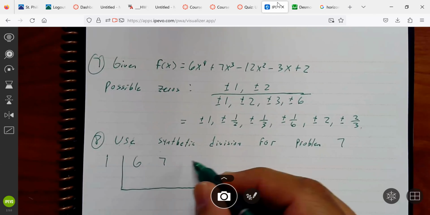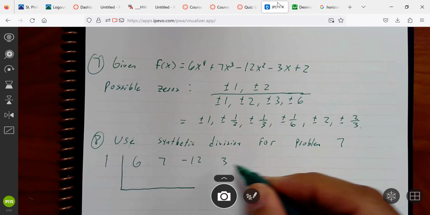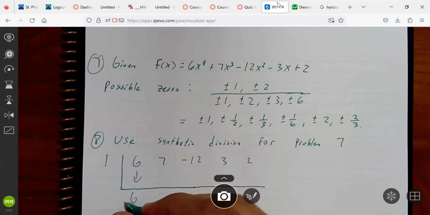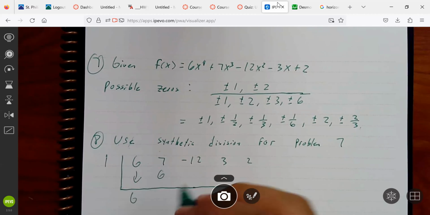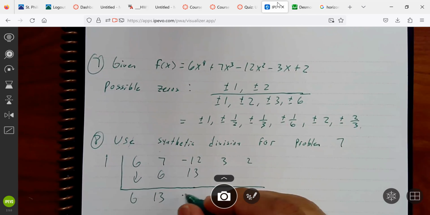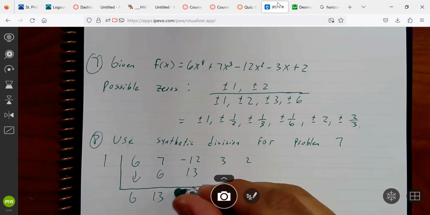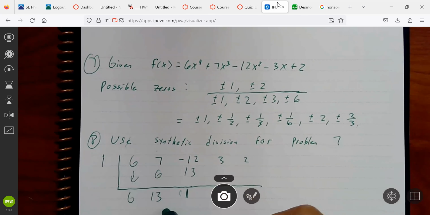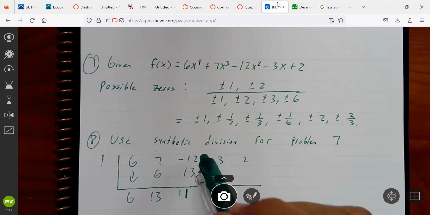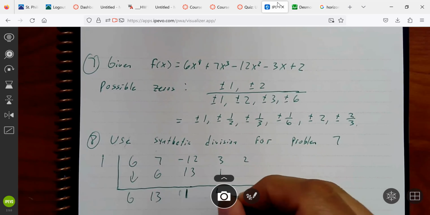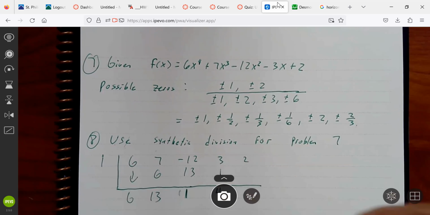6, 7, negative 12, 3, 2. 1 times 6, 6 plus that is 13. Double check that. 1 times 6 is 6. 7 plus 6 is 13. 1 times 13 is 13. 13 minus 12 is 1. 1 times 1 is 1. 1 plus 3 is 4. 1 times that is.